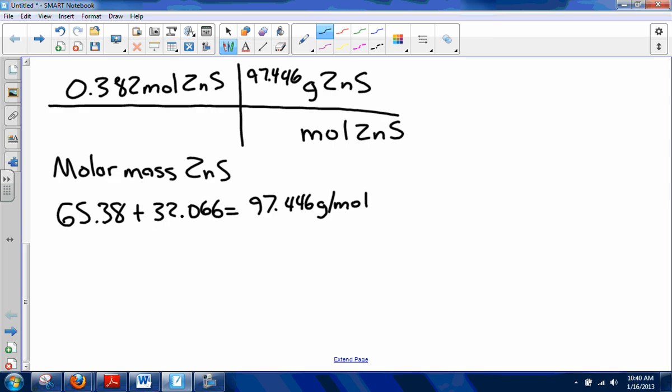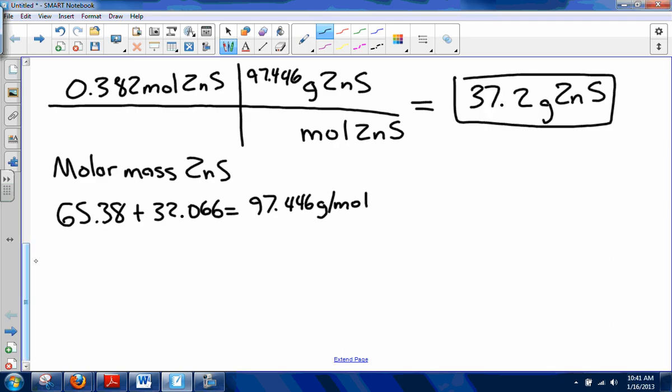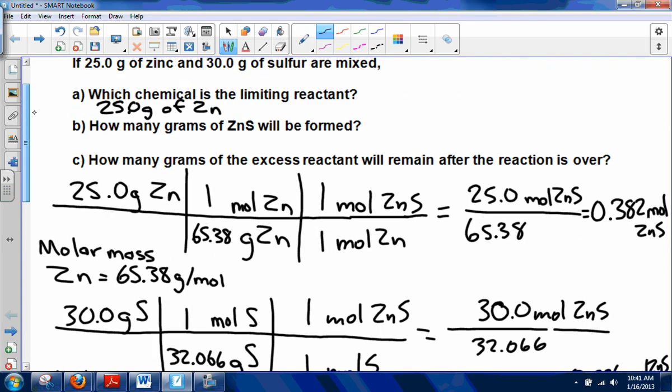97.446. Multiply straight across on the top, and what do I get? 37.2 grams of zinc sulfide. That is my answer for letter B. 37.2 grams of zinc sulfide. Okay, so since it's 37.28, that rounds to 3 significant figures.